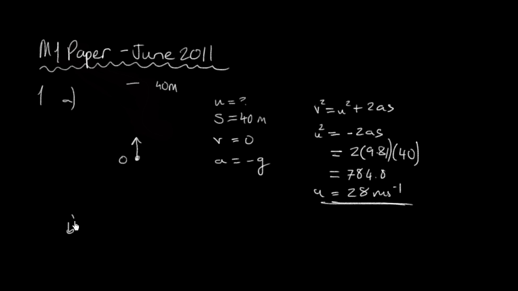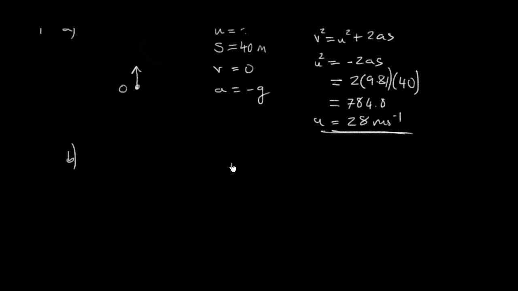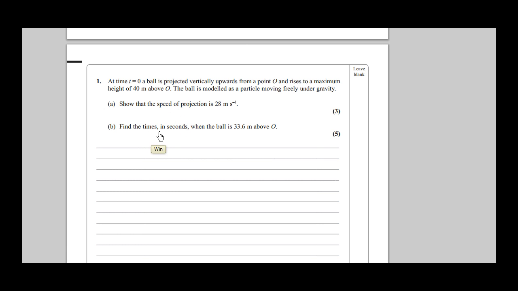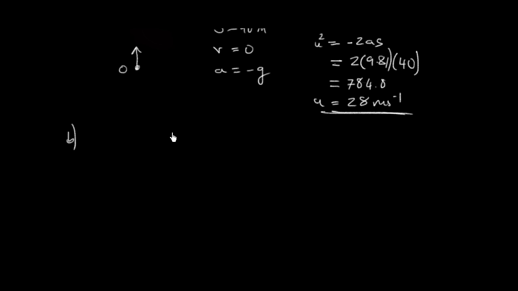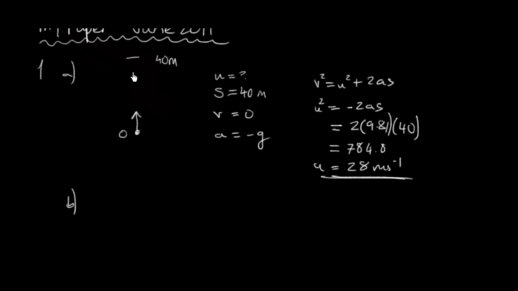Hopefully that'll be easy for you. Find the times in seconds when the ball is 33.6 meters above O. And notice the plural here. Times has a reason. There are 2 times at which the ball is at that height, 33.6 meters, right? It's going up to 40 meters. So it's going to be at this height at this time, and then when it comes back down, it's going to be there again at some other time. Those 2 times we're trying to look for. I'm going to call them T1 and T2.